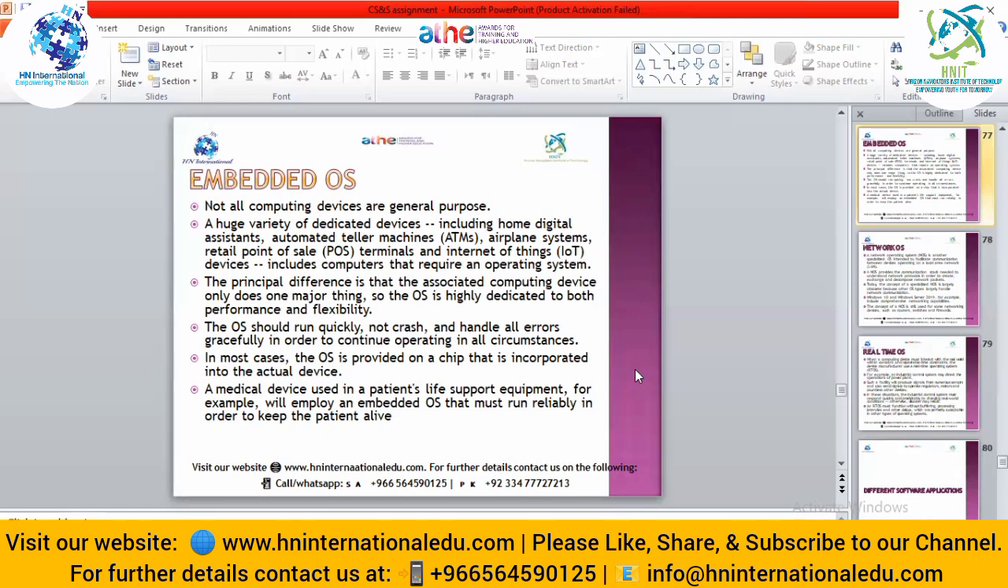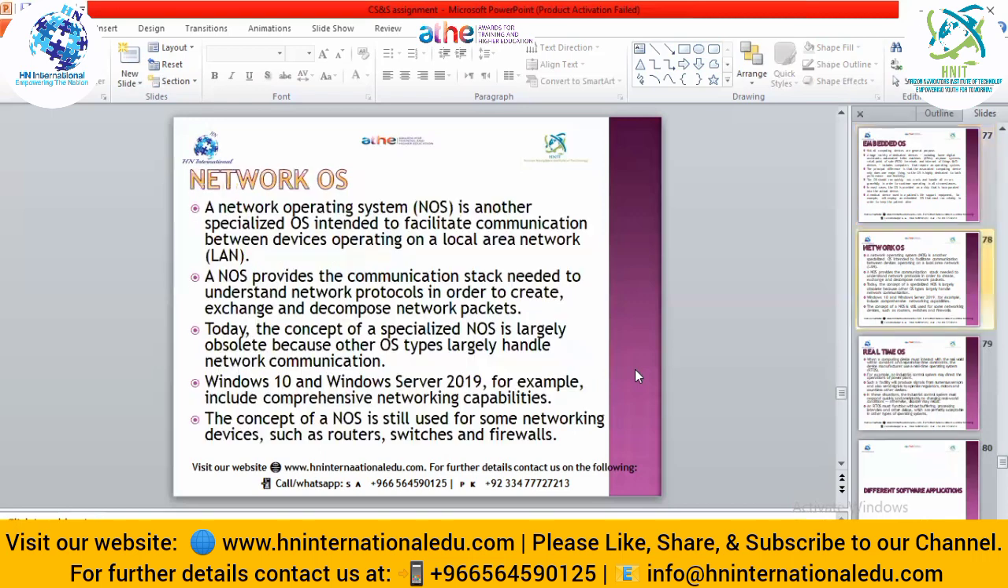The operating system should run quickly, not crash, and handle all errors gracefully in order to continue operating in all circumstances. Because we have to use ATMs 24/7, and point of sales are also used 24/7, we have to manage an operating system that can be error free. A medical device used in a patient's life support equipment, for example, will employ an embedded operating system that runs reliably in order to keep the patient alive. So the machines responsible for measuring the heartbeat and other things of the patient are also based on an embedded operating system.